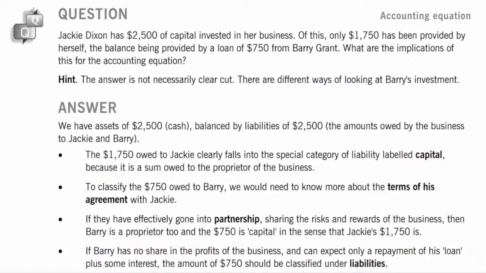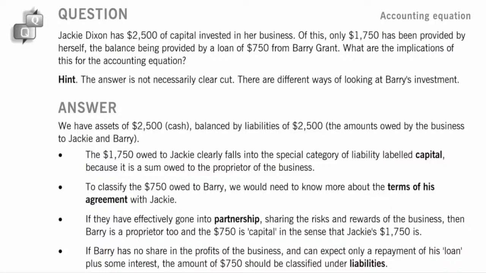Now, the equation would look like this. Assets equals capital plus liabilities. Cash worth $2,500 equals capital worth $1,750 plus liabilities worth $750. Final classification. Here's a summary of how the amounts are classified, depending on Barry's role.